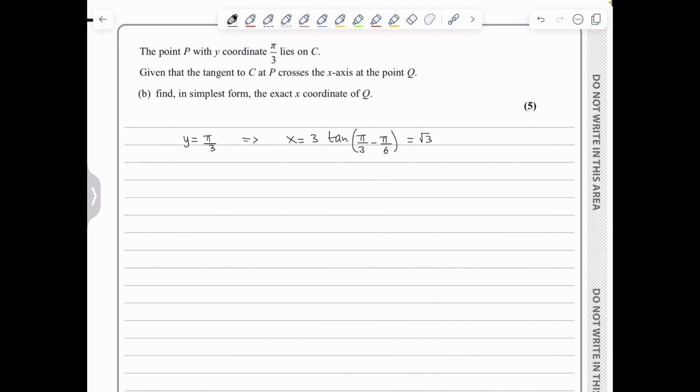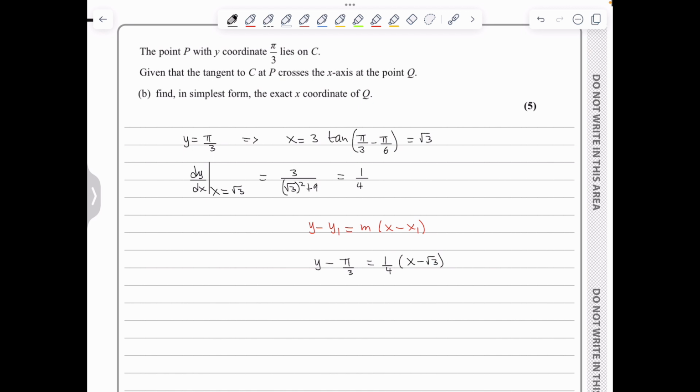I will then obtain the value of dy/dx when x is equal to root 3. This gives an answer of 3 over ((root 3) all squared plus 9). I'm substituting in the answer we obtained in part A, which gives an answer of 1 over 4. Now we know that a straight line with gradient m passing through the point (x1, y1) has equation y minus y1 is m times (x minus x1). So we've got that y minus pi over 3 is equal to a quarter times (x minus root 3). This is the equation of the tangent.